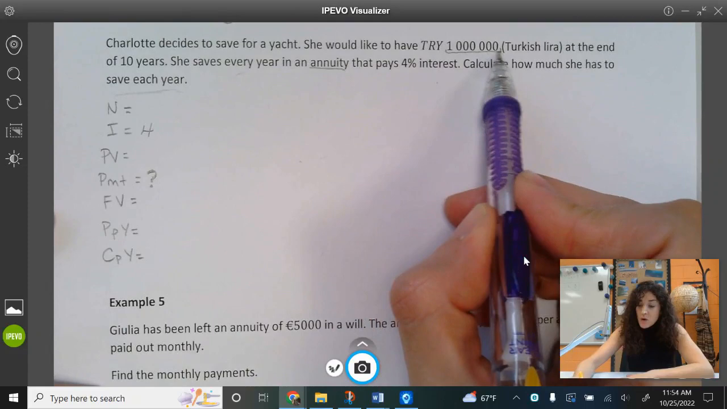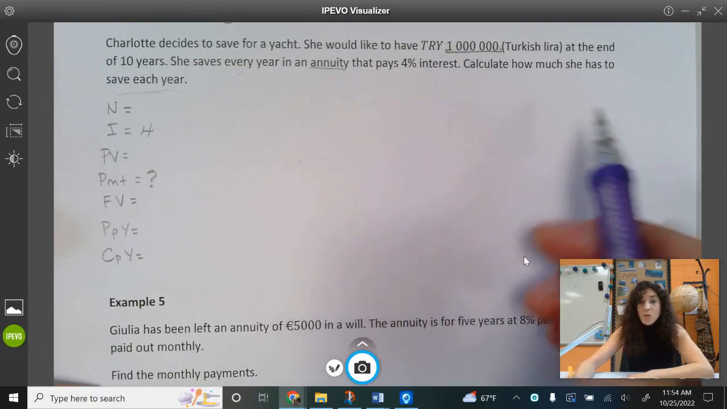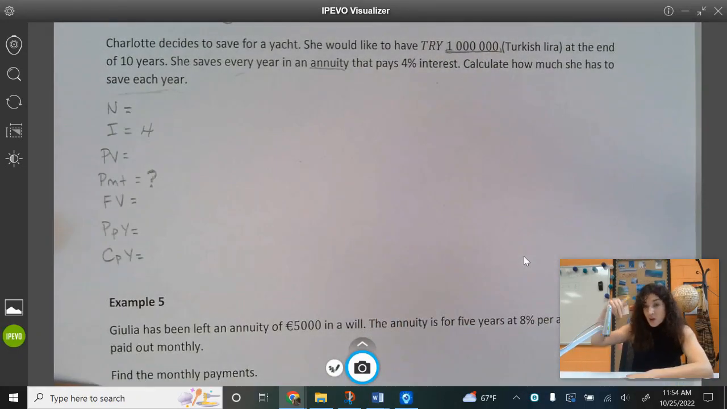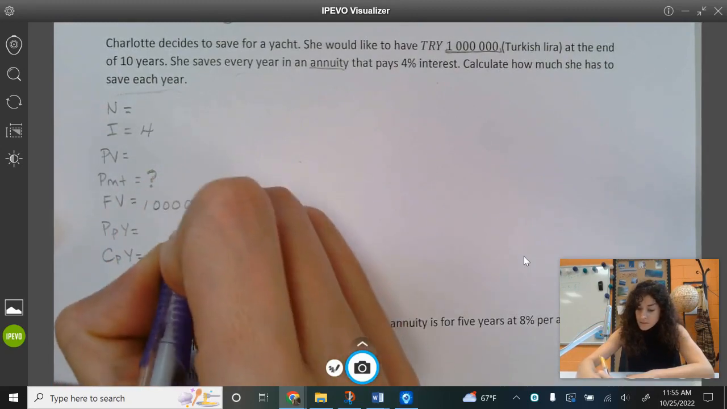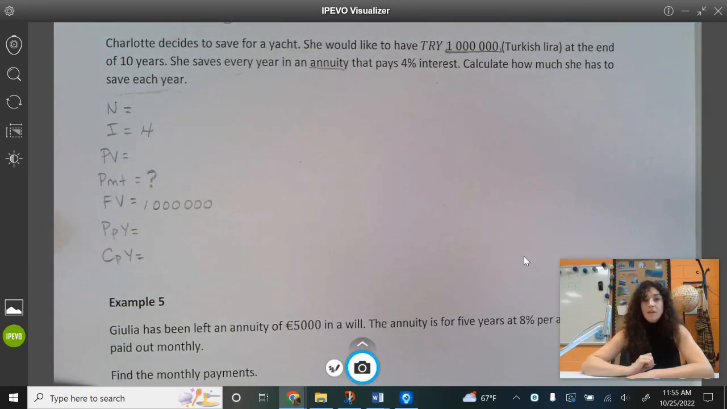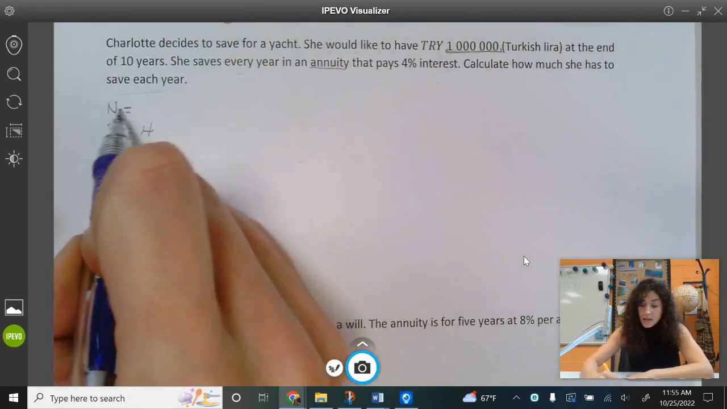What do I do with 1 million? Well, that's what we want at the end. At the end, we want to have 1 million that goes into my pocket, which means that's going to be my final value. My final value is a million. There we go. And it's positive because it's going out of the bank and back into my pocket at the end of this process.